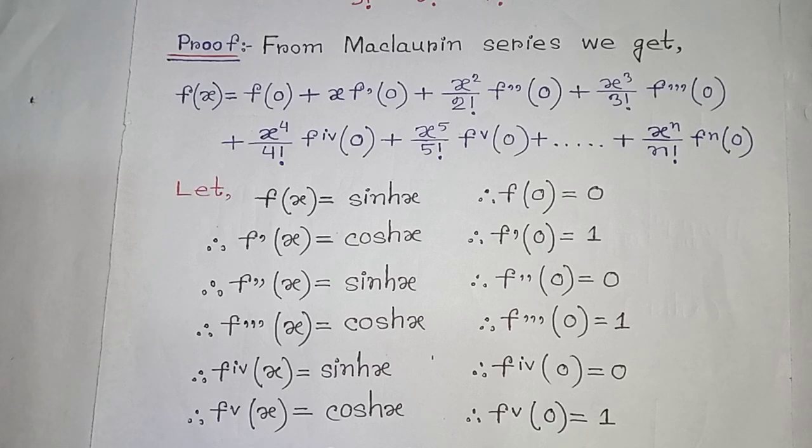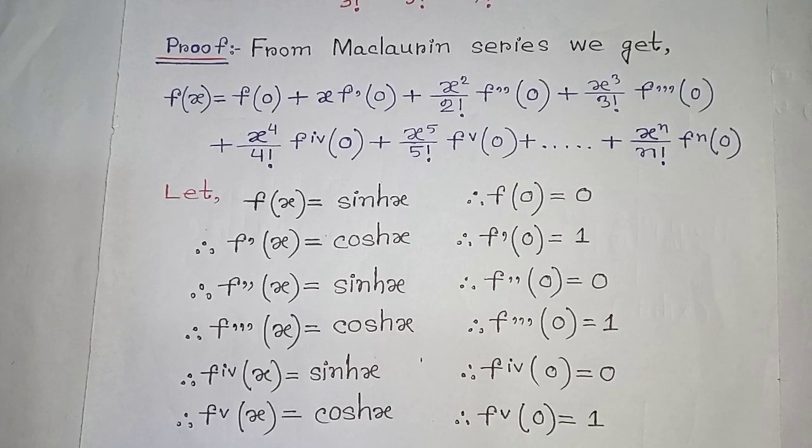Okay, f double dash x is equal to sine hyperbolic x, because the derivative of cos hyperbolic x is equal to sine hyperbolic x. So if we put 0 instead of x in this function, then we get f double dash 0 is equal to sine hyperbolic 0, which value is 0. So we can write f double dash 0 is equal to 0.